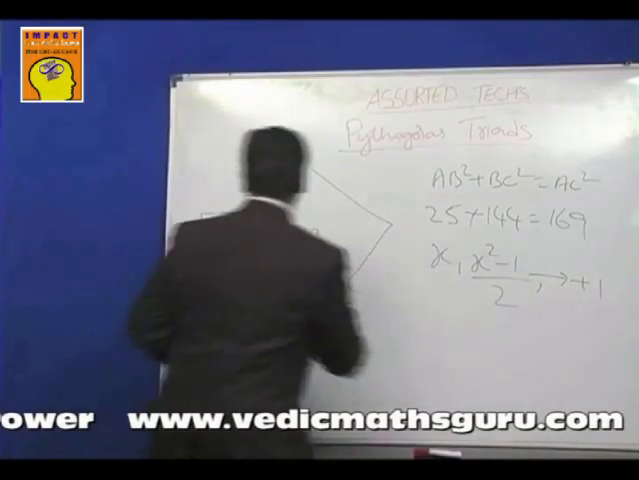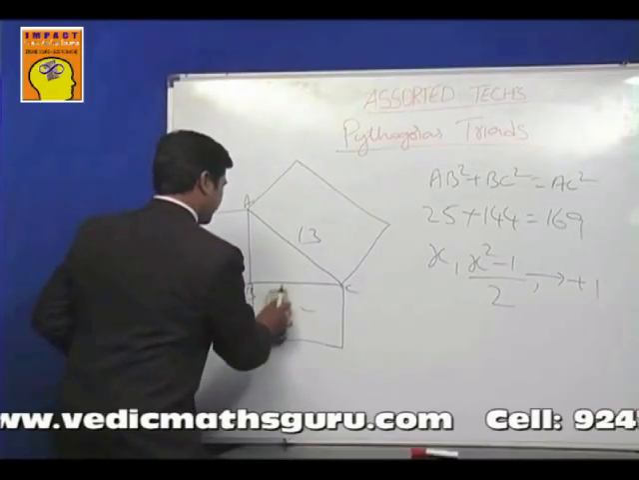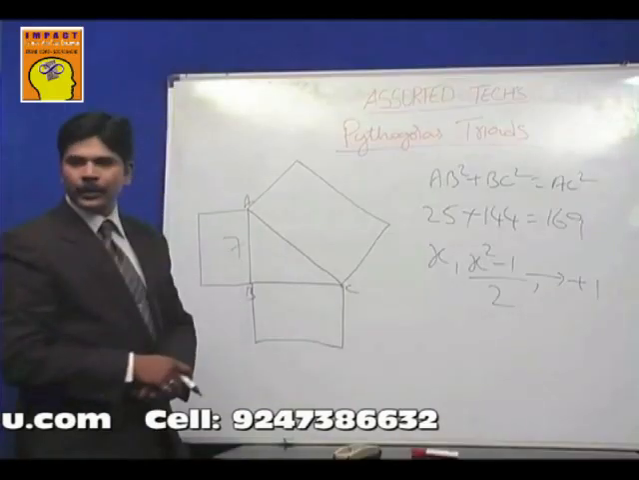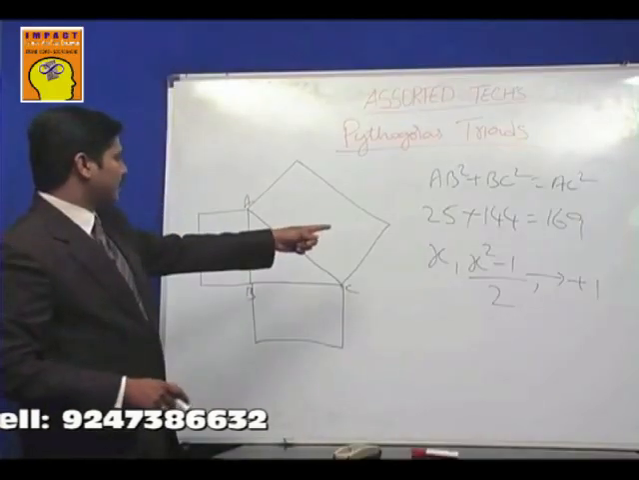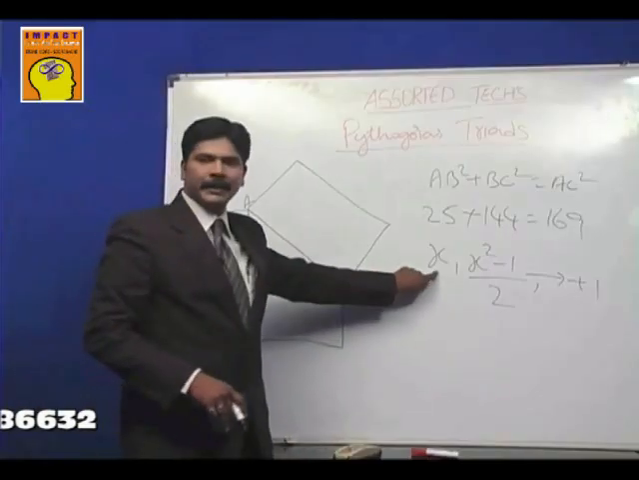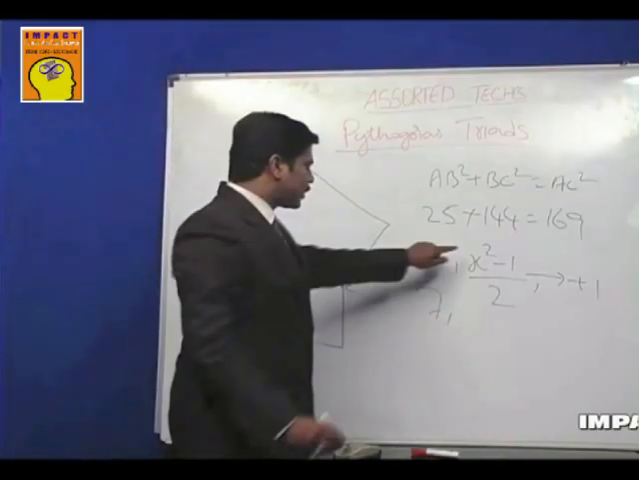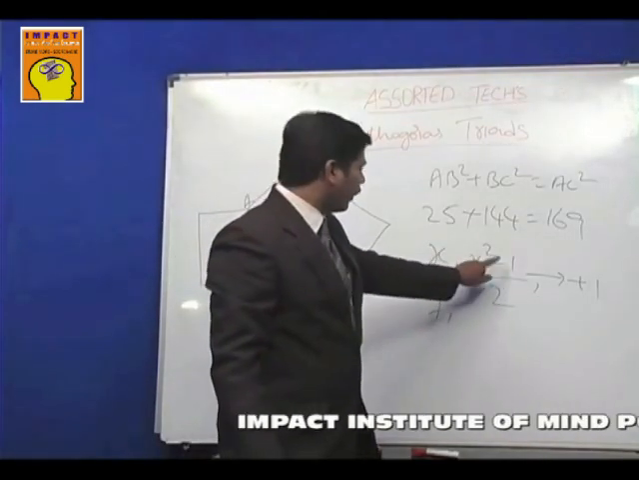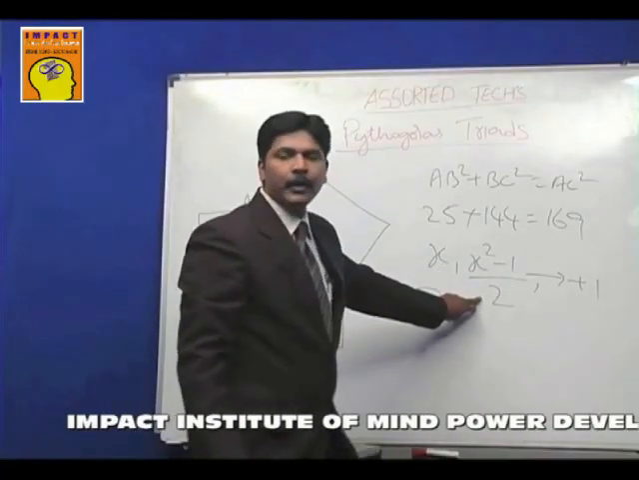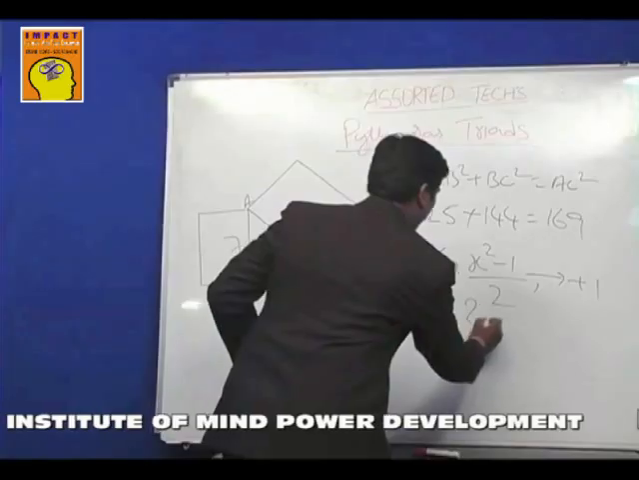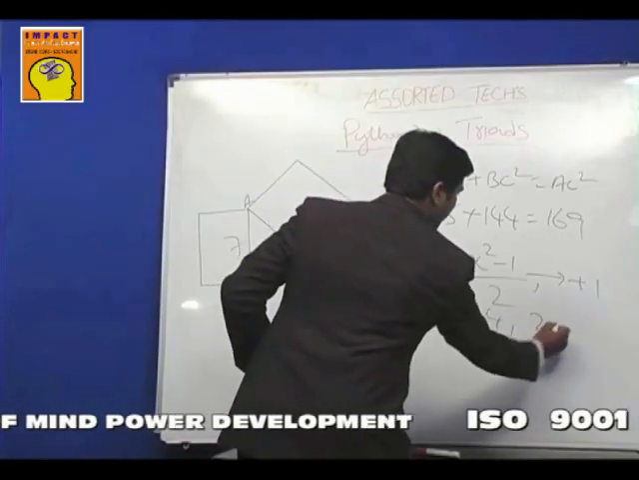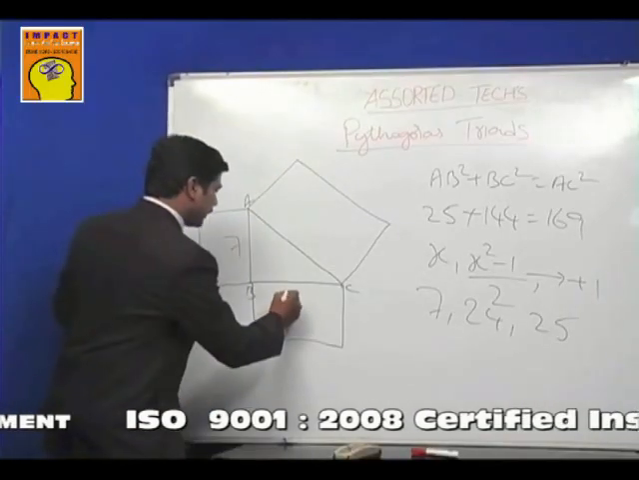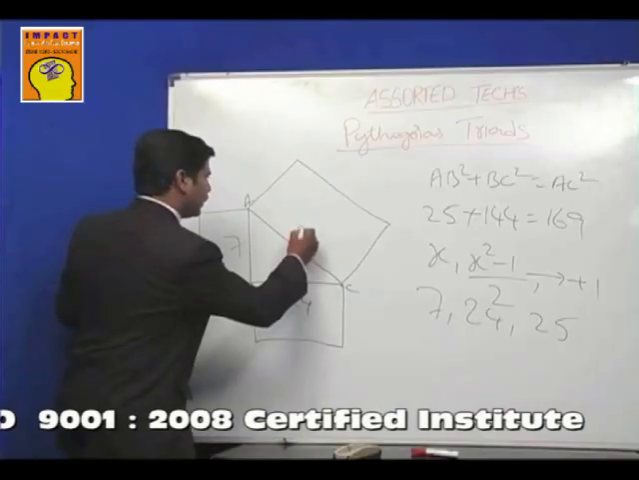Now given one side is 7, come on, can you find the remaining 2 sides? Come on, substitute this in the formula. Given x is 7, yes. 7 square is 49, 49 minus 1 is 48, 48 by 2 means half, 48 half you get 24 and plus 1 you get 25. So if given one side is 7, the other 2 sides are 24 and 25.